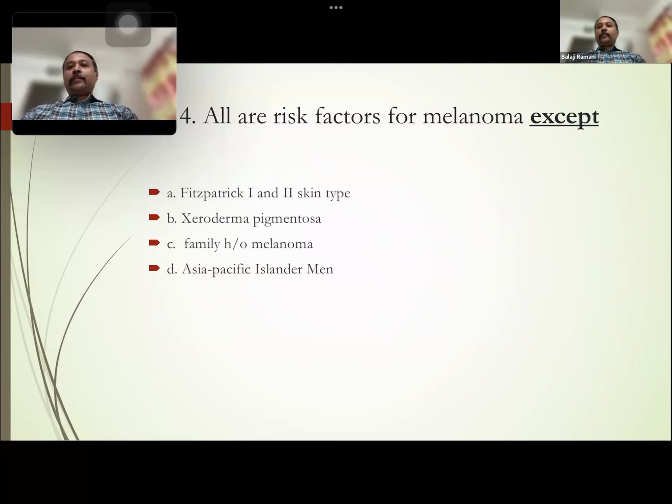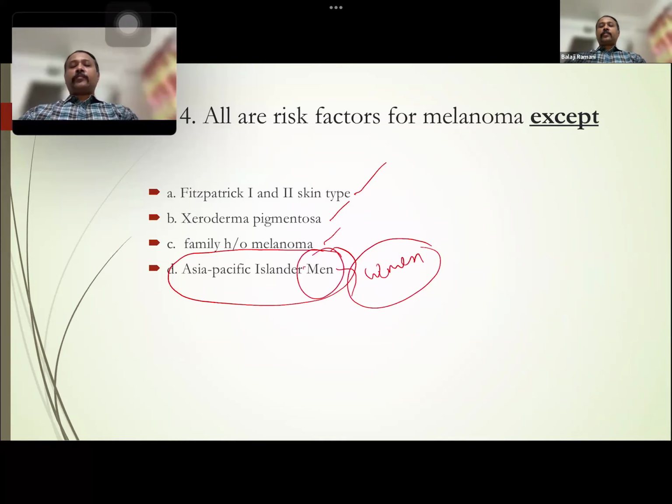So which is the risk type? All are risk types. So Fitzpatrick type, yes. Xeroderma, yes. Family history, yes. Asia Pacific Islander is actually protective. Men greater than women, generally speaking, men will have a higher chance of developing melanoma, plainly because they have more sun exposure.